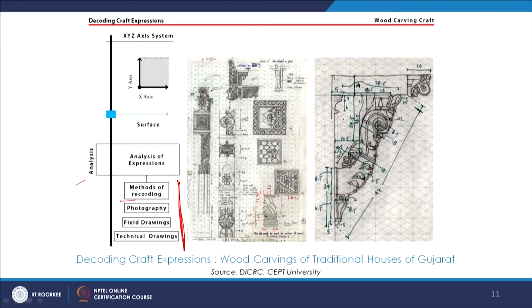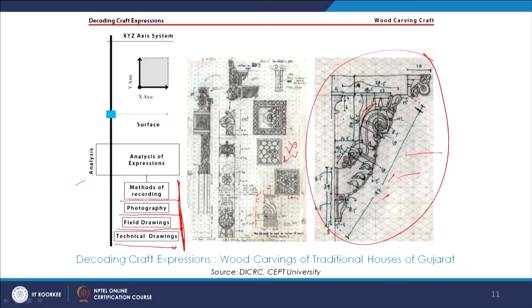So what are the methods of recording? Photography is another tool, then field drawings and technical drawings. Here again we see one palette which is done on site, and how the on-site recordings are done, the dimensions and the curves, and the overall documentation happens. We see this grid already made on the graph paper, and the sort of documentation that is done in the field is so handy that it can be translated later to the technical drawings.